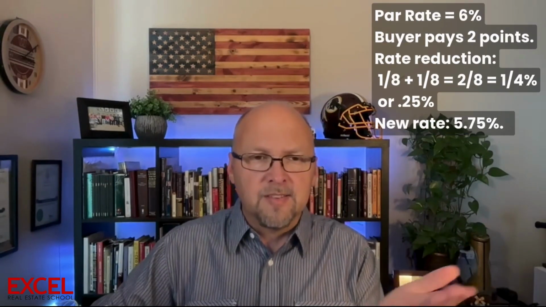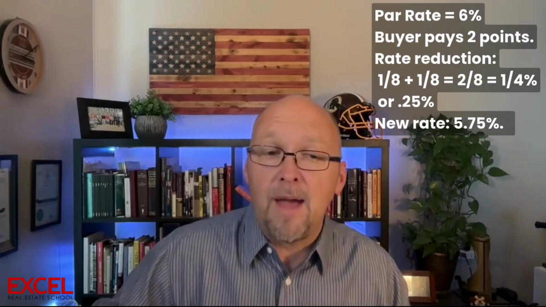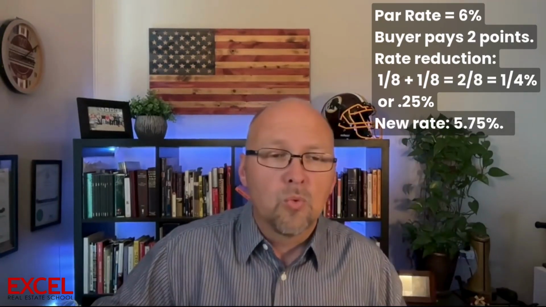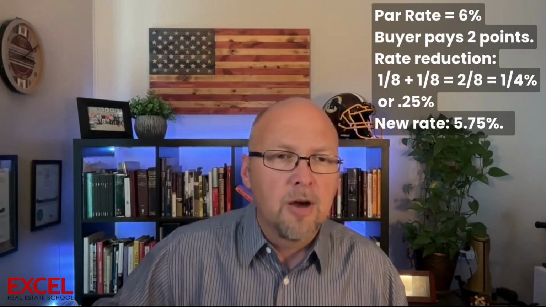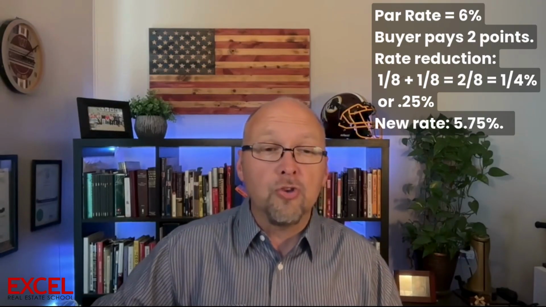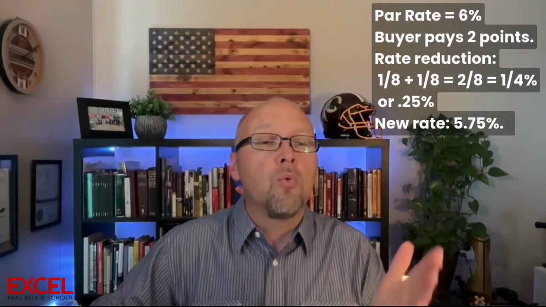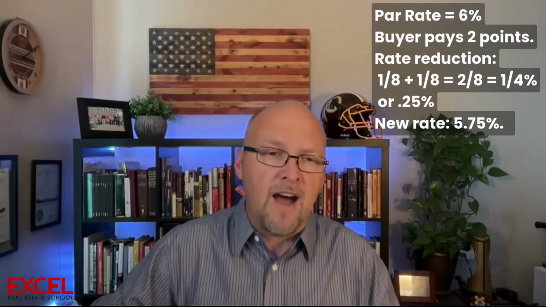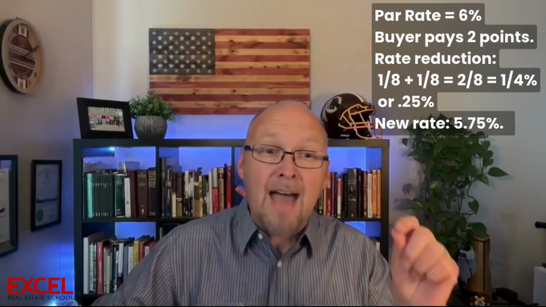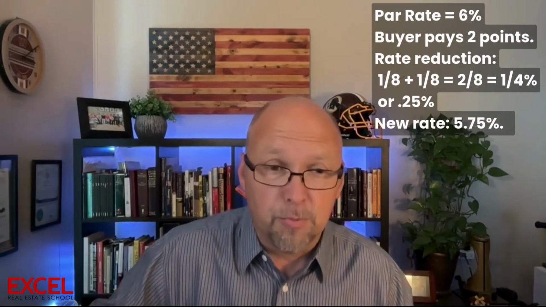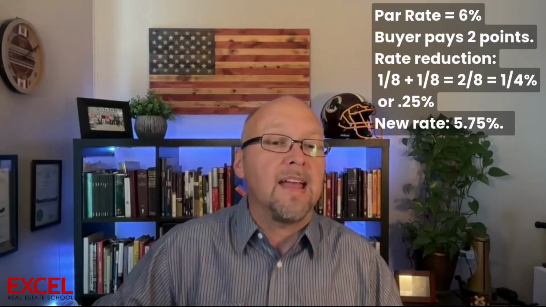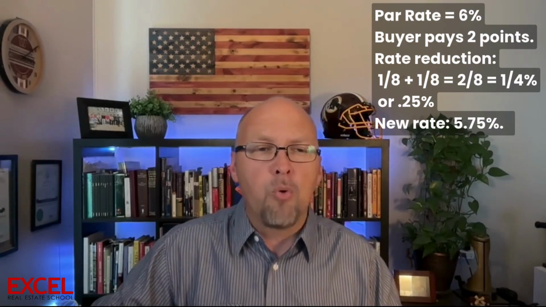So for example, par rate is 6%. Buyer pays 2 points. Rate reduction 1/8 plus 1/8 equals 2/8, or 1/4 or 0.25%. So that subtracts from the 6% and gives a new interest rate of 5.75%. So now let's define what par rate is.